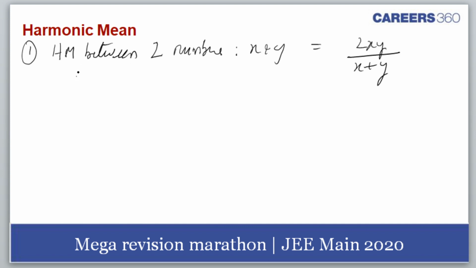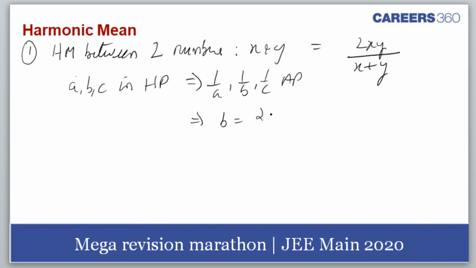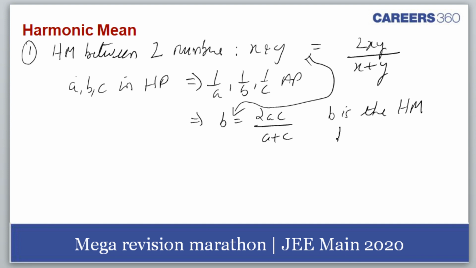And similarly, if we have A, B, C in HP, this implies 1 by A, 1 by B, 1 by C are in AP. So this would mean B is equal to 2AC upon A plus C. So if I compare this and this, then I realize that B is the harmonic mean between A and C. This is what we get. This is the first point in harmonic mean.